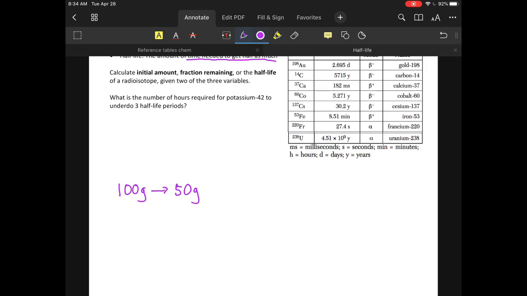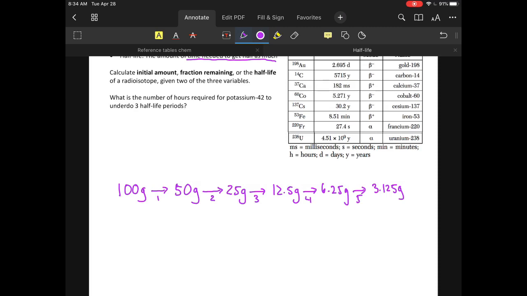And if that isotope goes through another of its half-lives, so if that amount of time passes again, there'd be 25 grams left. And then 12.5 grams left. And then another half-life would result in there only being 6.25 grams of the original sample left. And then another half-life would result in 3.125 grams left. So this represents 5 half-lives that have passed. And for any isotope, if we started with 100 grams and there's 3.125 grams remaining, that means that 5 half-lives have passed.